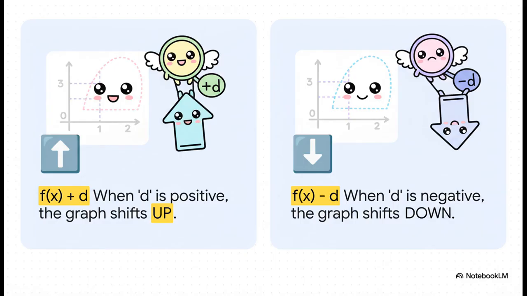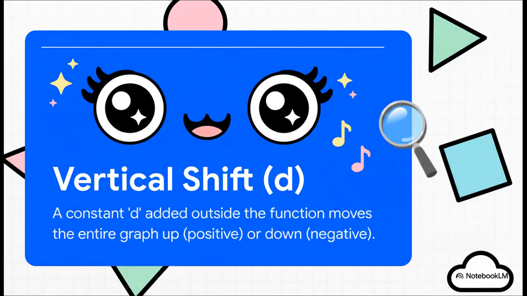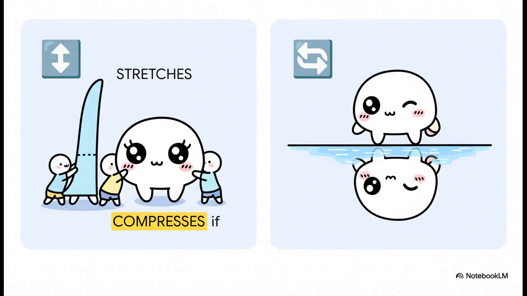If you add a number, let's call it d, to the whole function, the graph just slides straight up. If you subtract d, it slides straight down. Plus is up, minus is down. It's as simple as that. No tricks. So this number d is our control for the vertical position. It literally just picks up the entire graph, doesn't change the shape at all, and just moves it up or down the y-axis. Okay, what about multiplication?